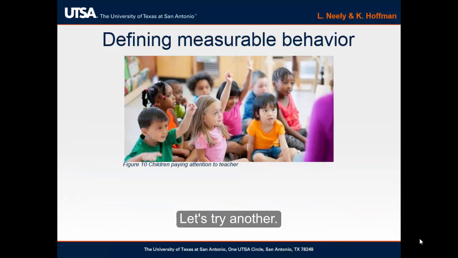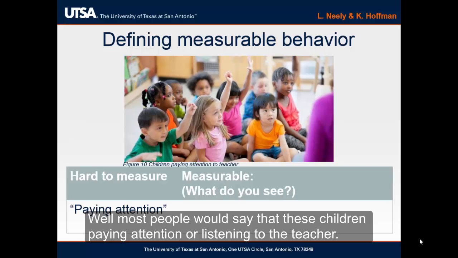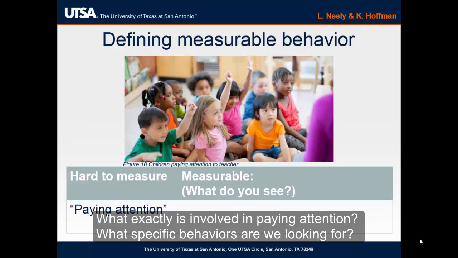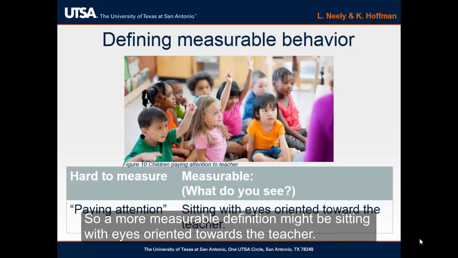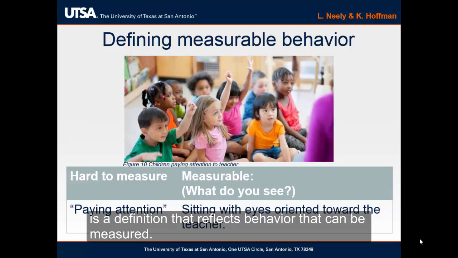So let's try another. What are these children doing? Well, most people would say that these children are paying attention or listening to the teacher. But paying attention might be difficult to measure. What exactly is involved in paying attention? What specific behaviors are we looking for? So a more measurable definition might be sitting with eyes oriented towards the teacher. Some of them are raising their hands, likely in response to the teacher asking a question. So this is a definition that reflects behavior that can be measured.